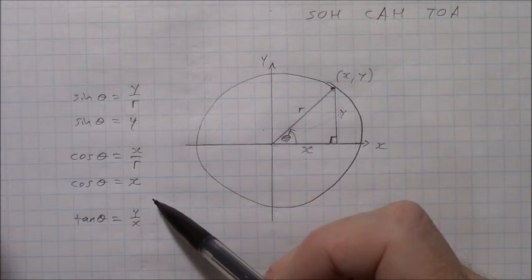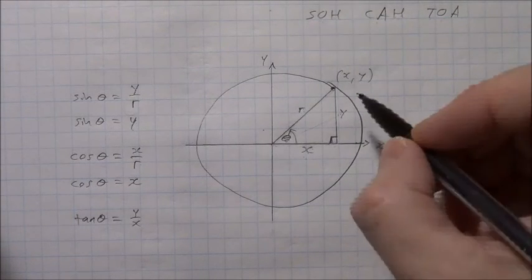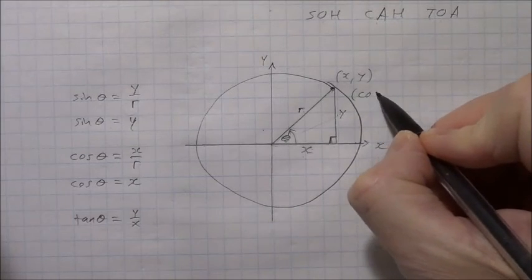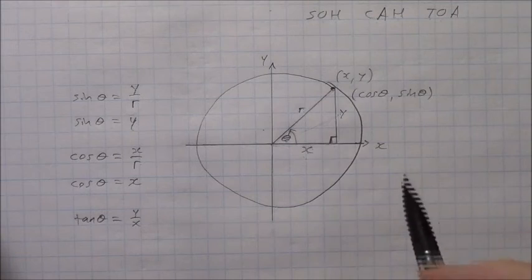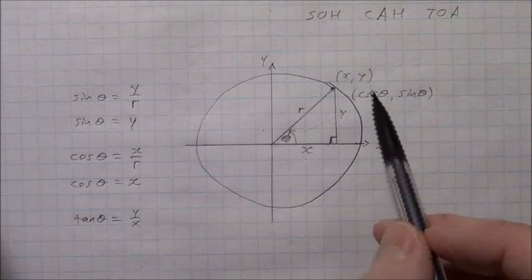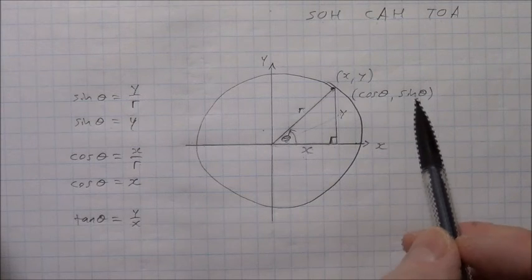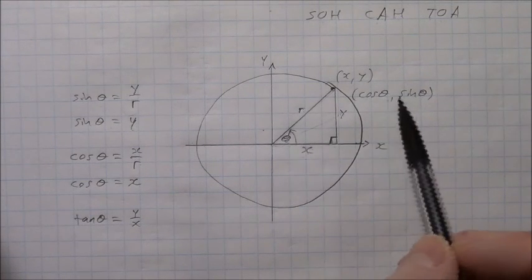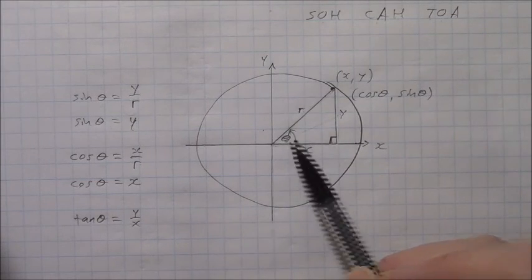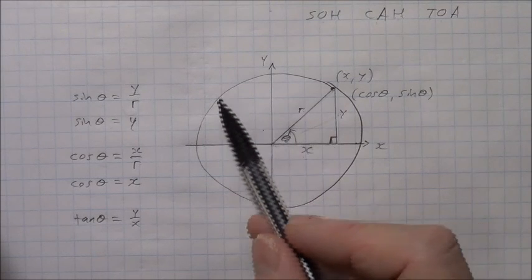So now we know that sine theta equals y, or conversely y equals sine theta, and x equals cosine theta. So if we look back at this ordered pair (x, y), we can now write it as (cosine theta, sine theta), where the x values are determined by the cosine of this angle, and the y values are determined by the sine of this angle. And those would be the ordered pairs of all the points around the circle.